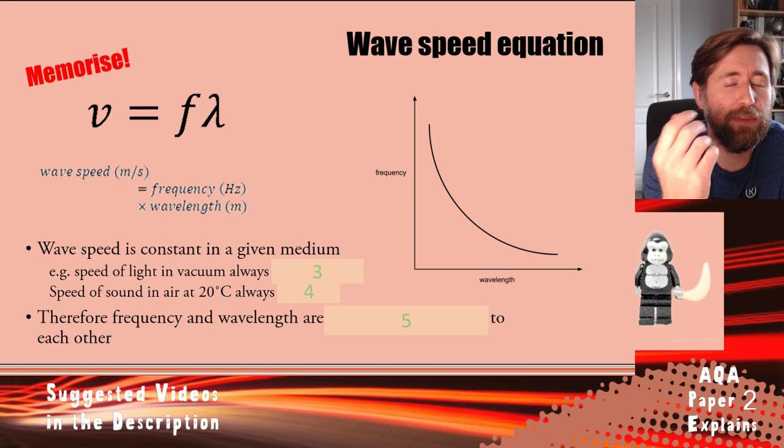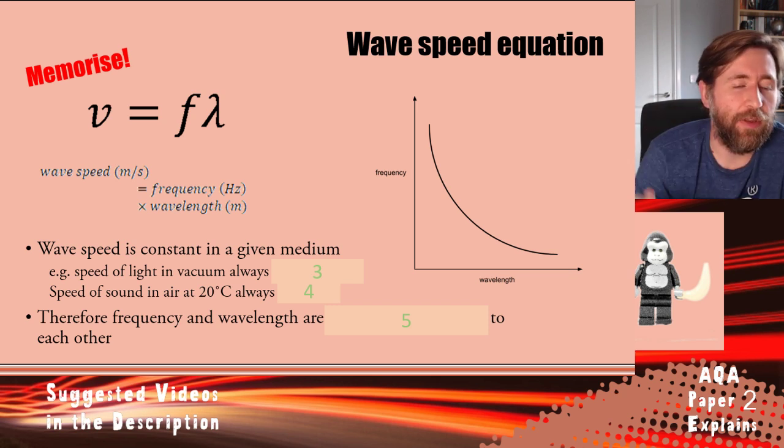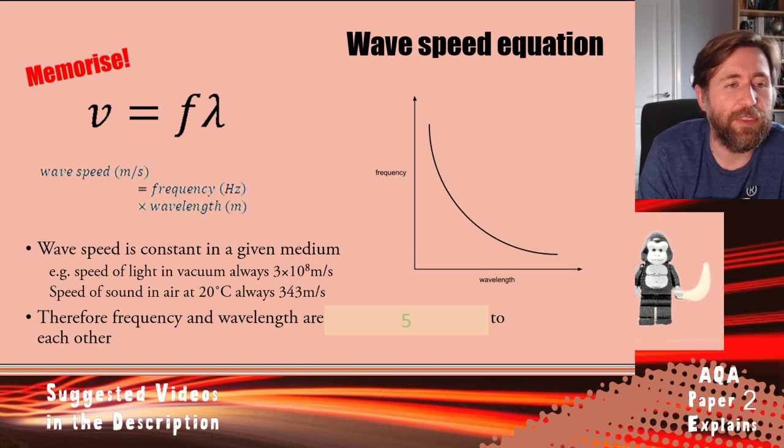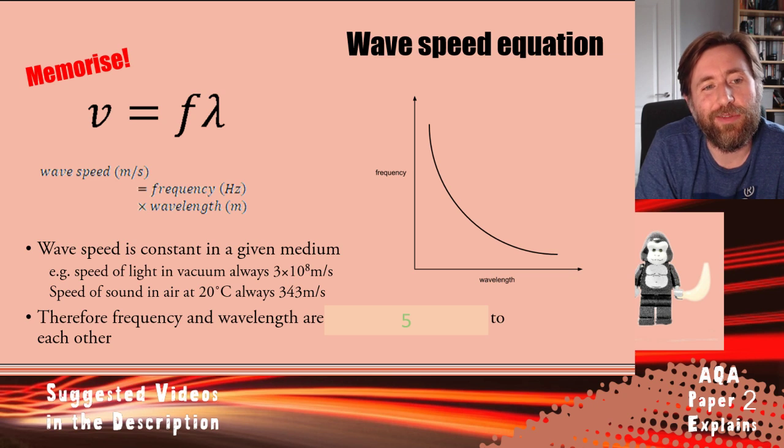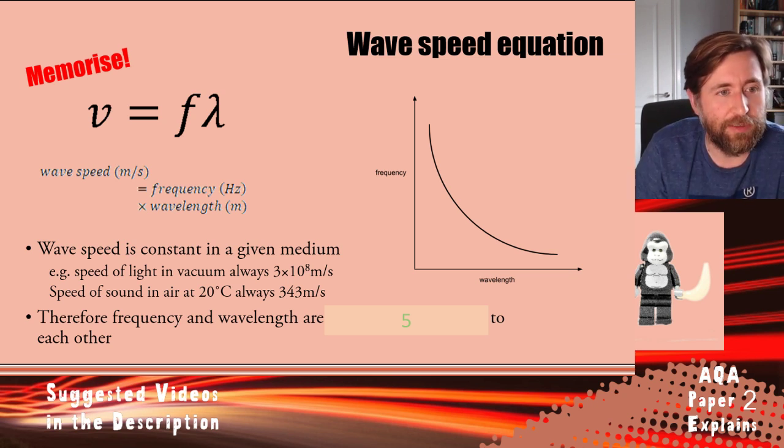Wave speed is constant. It's the same in any given medium. So speed of sound in air, speed of light in a vacuum are fixed. 3 × 10⁸ meters per second for speed of light in a vacuum, and speed of sound in air at 20 degrees is 343 meters per second.